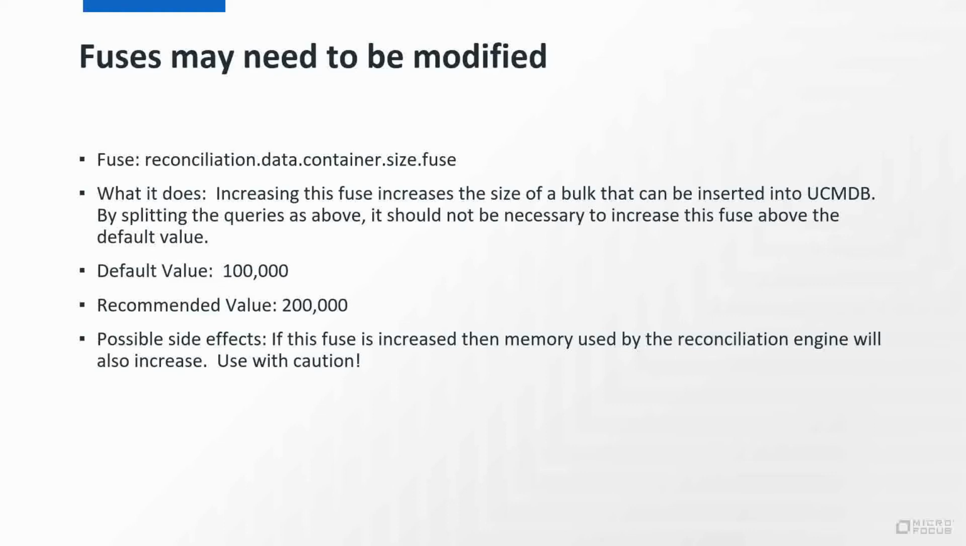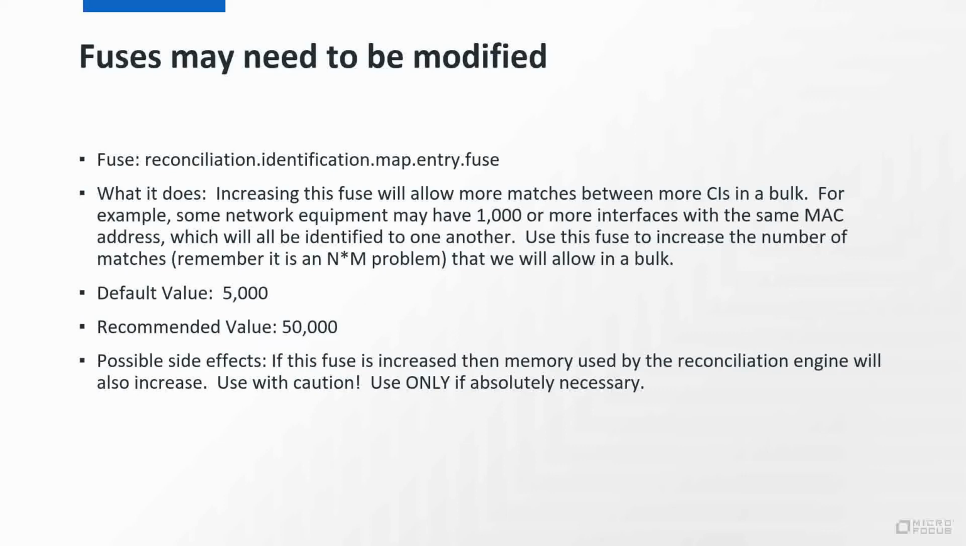If you do run into issues where you need to increase this, the potential side effect is the memory used by the reconciliation engine. Use this fuse with extreme caution. I don't recommend increasing it above the recommended value. But like I said, good TQLs mean good data, mean that you're not having to do things like this. Another, reconciliation identification map entry fuse.